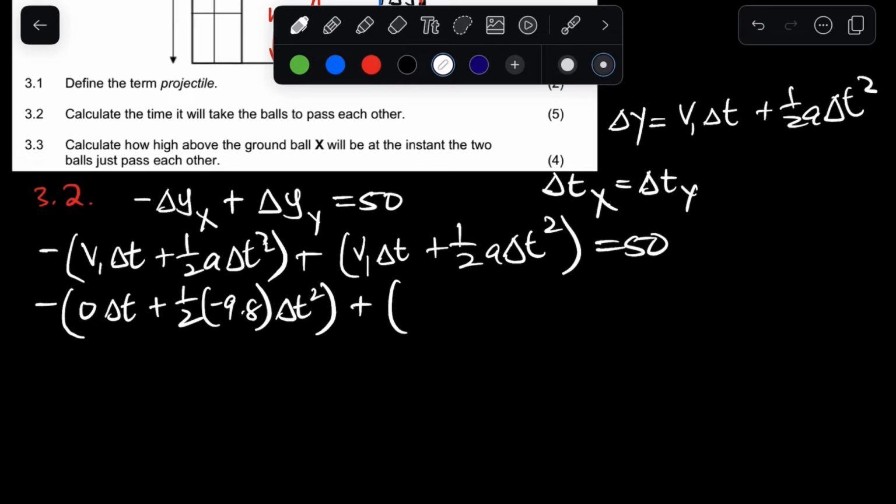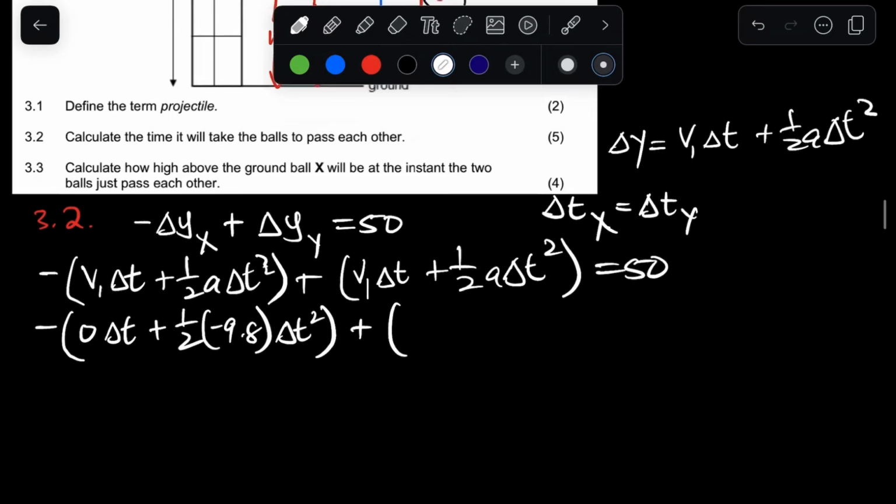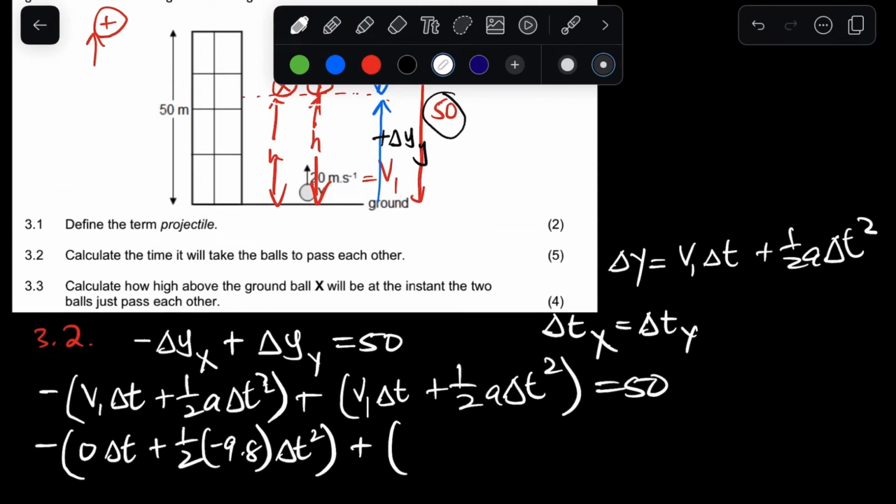And the initial velocity, now we're in ball Y, the initial velocity for ball Y, it's what? It's positive 20 because it's going upwards. Change in t plus half, and the acceleration is negative 9.8. It will always be negative, guys. It's not positive just because ball Y is going up. No, it will remain the same, negative 9.8. Change in t squared equal to 50.